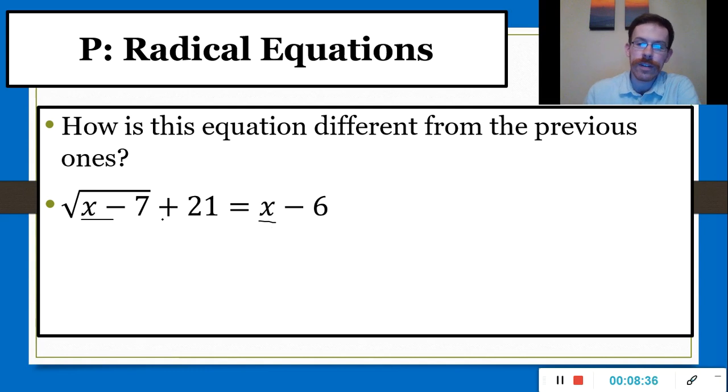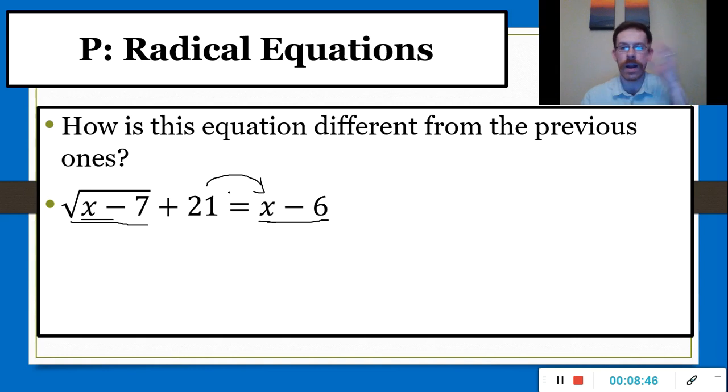Now, the first thing I always want to do is try to get the radical on one side and everything else on the other. So this 21 has to come to this side, because I want the root on one side and everything else on the other one. Now, I can't move the 7 because it's underneath the radical, so it has to stay there.